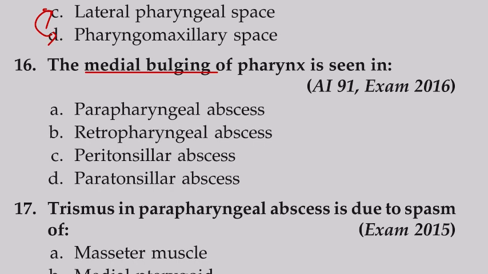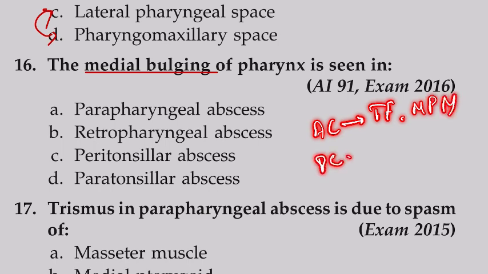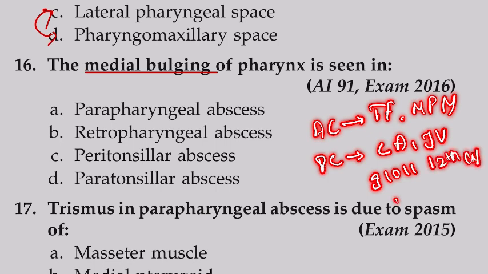one of them, the anterior compartment, is related to the tonsillar fossa and the medial pterygoid muscle. But talking about the posterior compartment, here we have the vessels and nerves like the carotid artery, jugular vein, 9th, 10th, 11th and 12th cranial nerves, along with the sympathetic trunk. These are the structures passing through the posterior compartment.